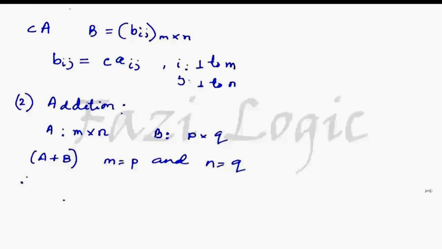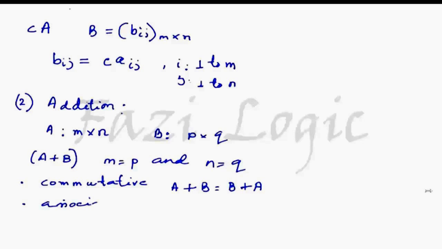Our matrix addition is commutative. That is, A plus B equal to B plus A. And also matrix addition is associative. That is, A plus B plus C, where C is also a matrix of valid order, equals A plus B plus C, grouped in any order.